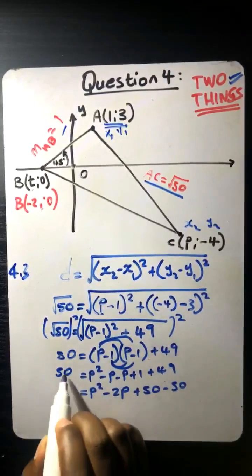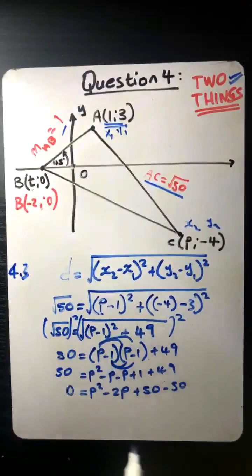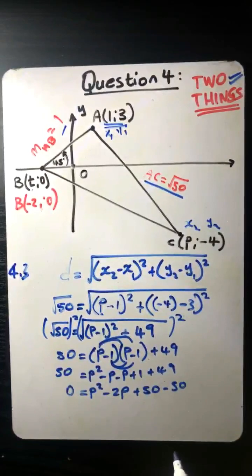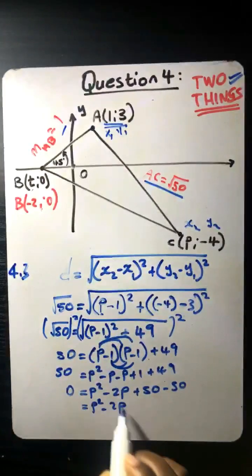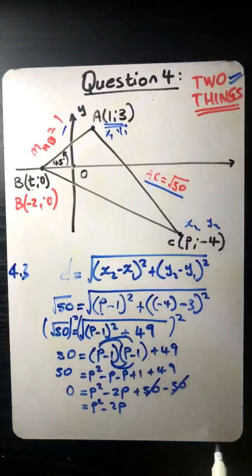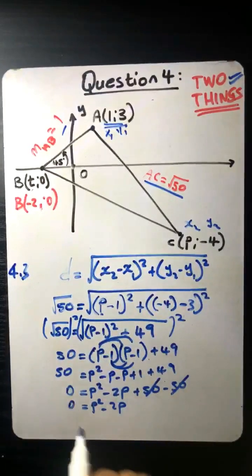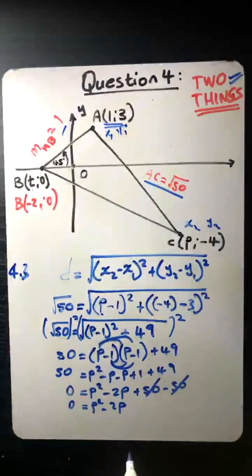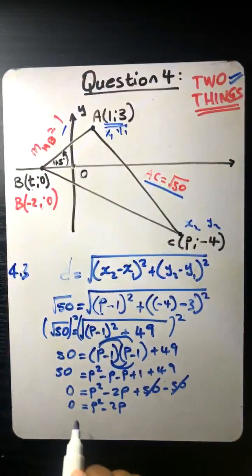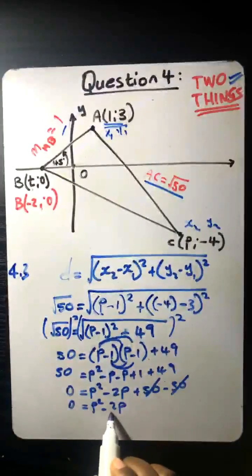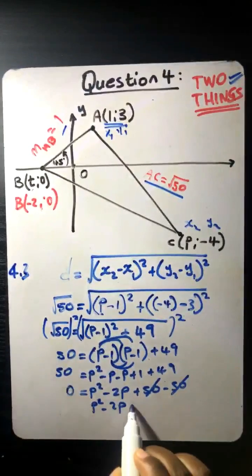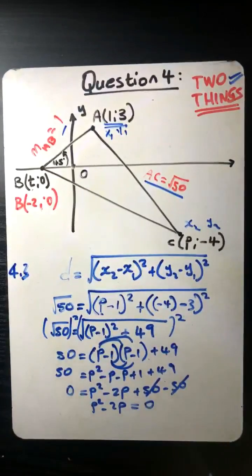Because you take it to the other side, you remain with nothing. Mathematically, nothing means zero. So let's see. It's more like you're having P squared minus 2P, because this 50 cancels, and you have zero. And this is equal to zero. And this is where you remember the word offense. A person is offense. So let's say offense is a person. It refers to one and the same thing.